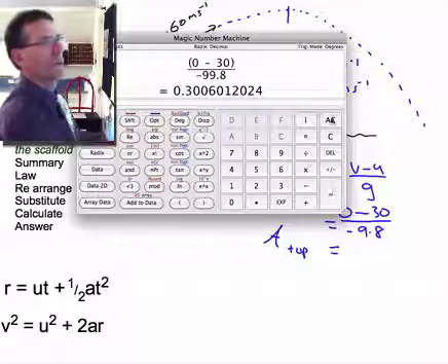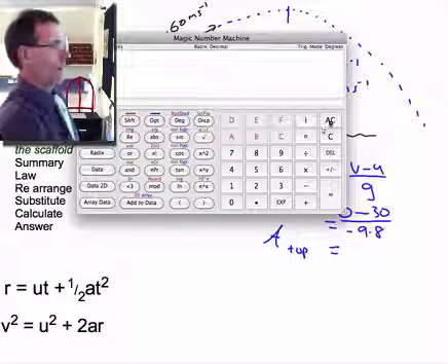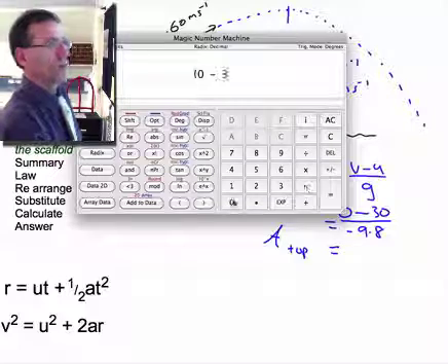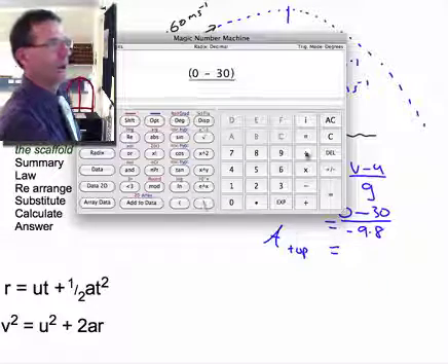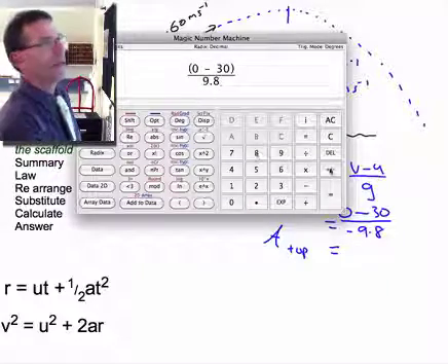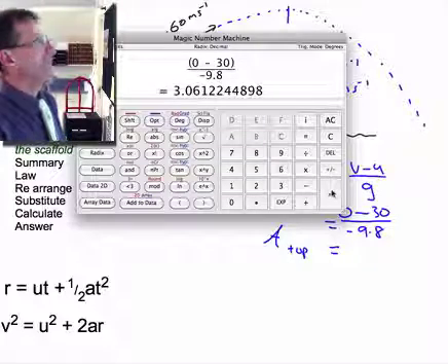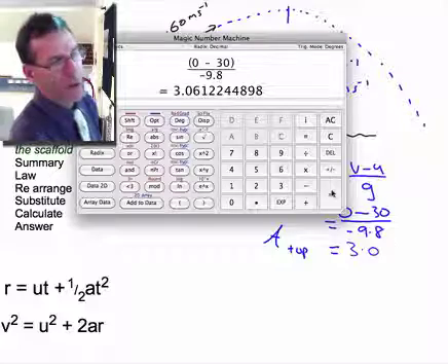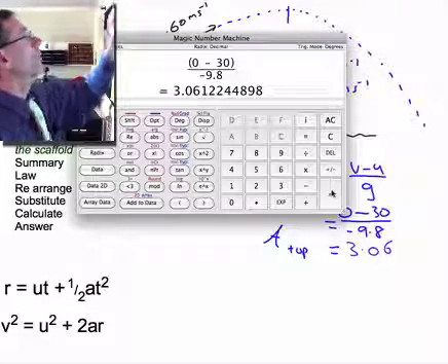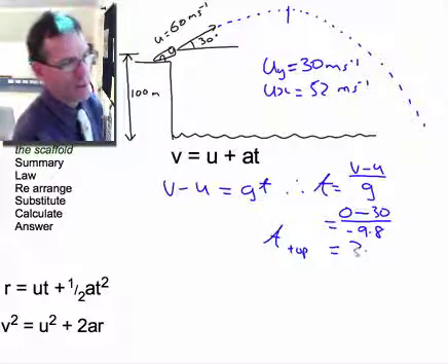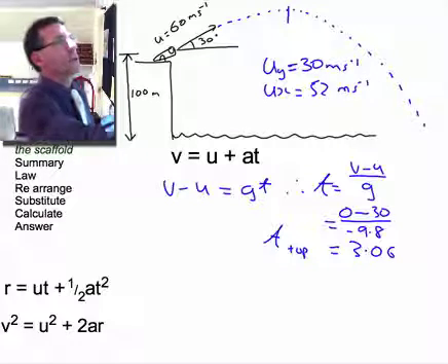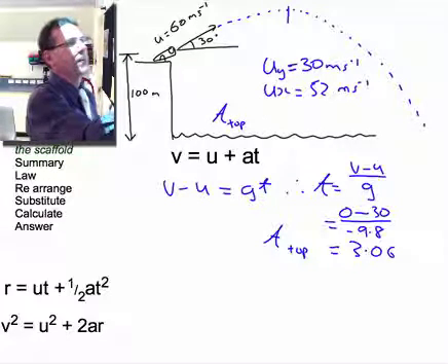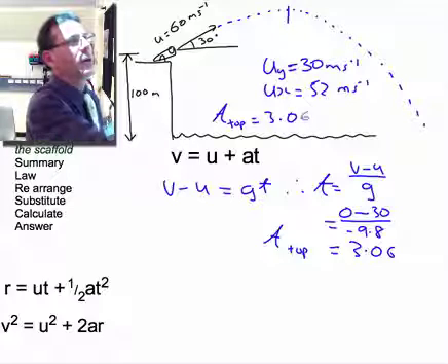Oops, let's try that again. 0 minus 30 divided by minus 9.8. That's looking a whole lot better. Okay, so the time to the top of flight is going to be, let's not round it off too much because we've got a fair bit more working to do, 3.06 seconds. Okay, so the time to the top equals 3.06 seconds.